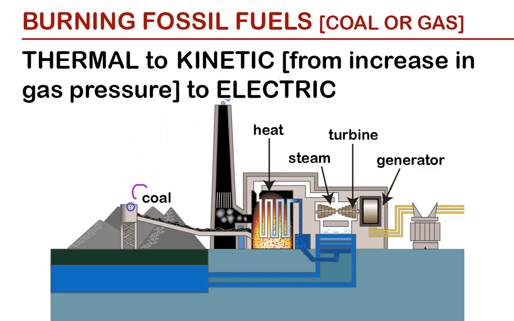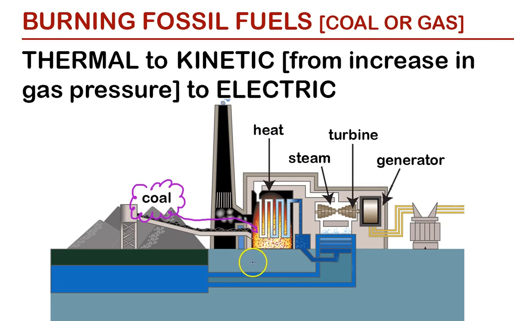So first we're going to start off with coal. Basically, I dig this stuff up from the ground. Now, why am I using coal or gas? The main reason is what I can do with it over here in the furnace. In the furnace, I light it on fire, and coal and gas produce an enormous amount of energy when I burn them. They have a lot of potential chemical energy in them. So technically, I've got potential chemical to thermal to kinetic to electric, if I really wanted to go through all the different types of energy. But I kind of started at thermal here.